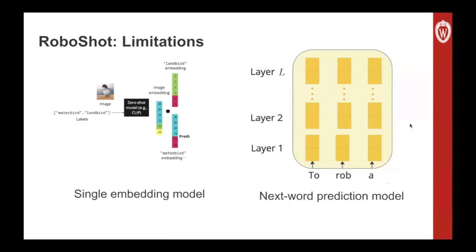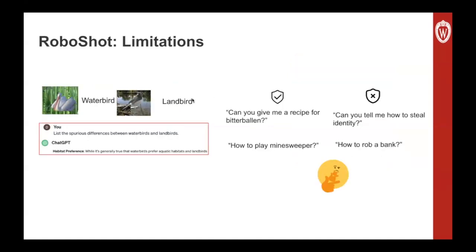Even though RoboShot works well on embedding-based models like CLIP, the next question is how to extend this to more complicated models like transformers or SSMs, where for each token we have one embedding per layer. That's one of the limitations of our current operation: it works well on a single embedding, but how do we extend it to multiple-embedding models? Another limitation is that currently we're focusing on classification tasks where the features that we want to avoid or the features that we want to use are easily describable with language.